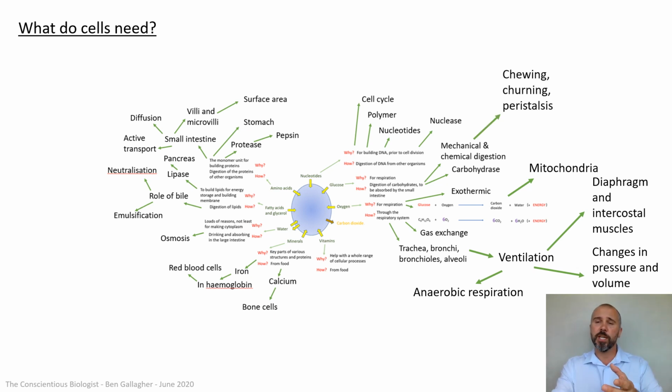With mechanical digestion, we mentioned it a minute ago, chewing, churning in the stomach. Peristalsis, that squeezing movement throughout your entire digestive tract, still adds to breaking things down. Chemical digestion by saliva, by stomach acid, and by all of those enzymes. It's a huge amount of information there.